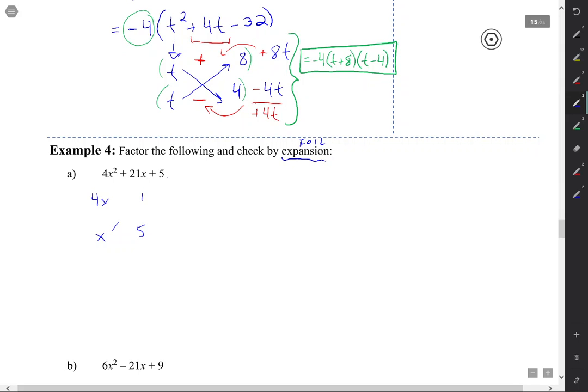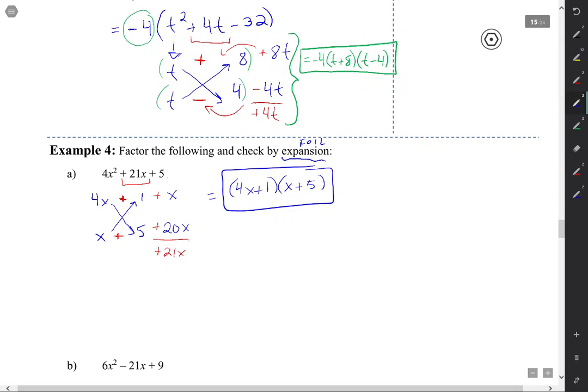So now we're going to do x times 1 gives us 1x, or just an x. And then 4x times 5 gives us 20x. And we need to get 21x in the middle there, positive. So we're going to add both of these together. Plus x plus 20x gives us plus 21x. Therefore, a plus sign goes on the top here, and a plus sign goes on the bottom here. And our 2 factors are 4x plus 1 times x plus 5.